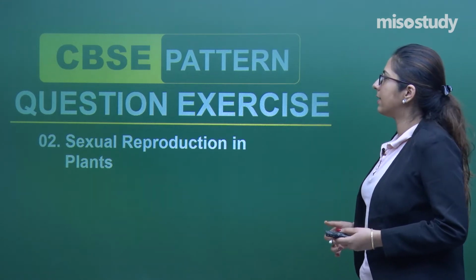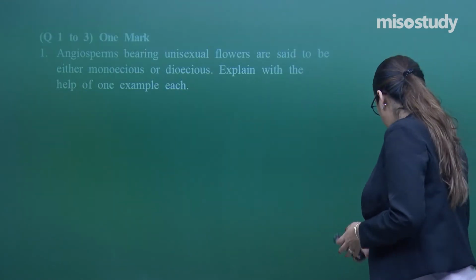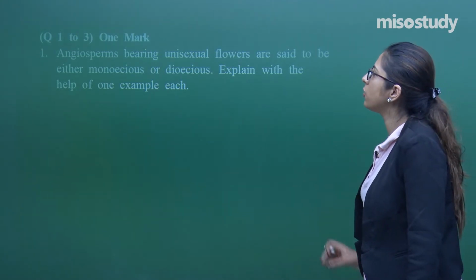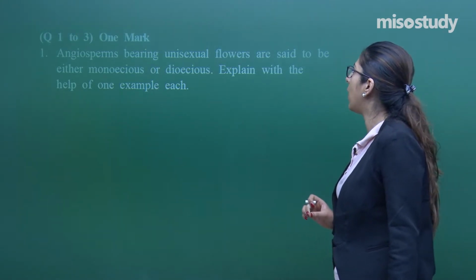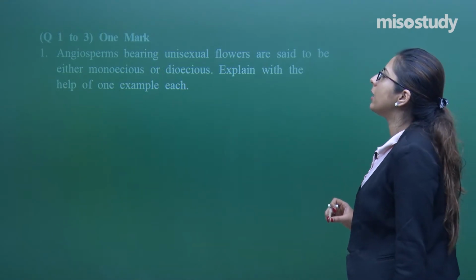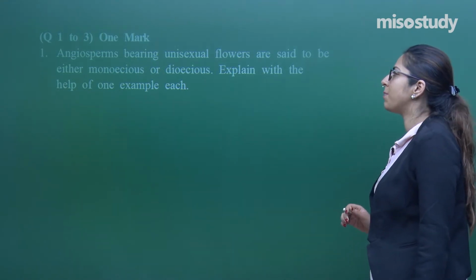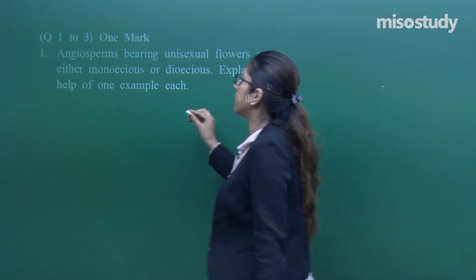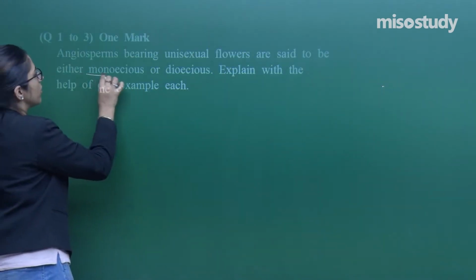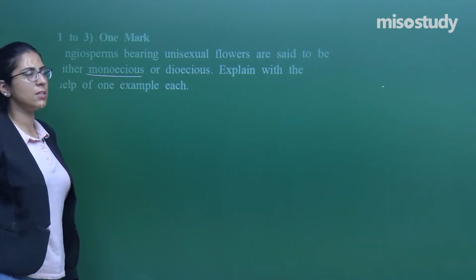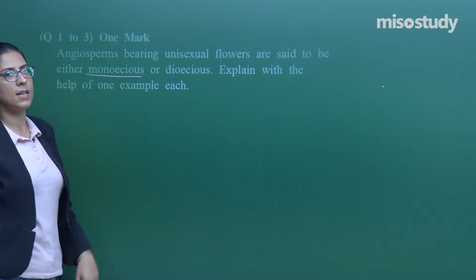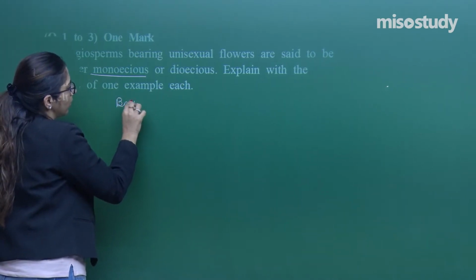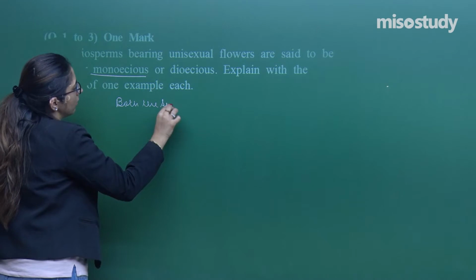Now, let us start. Questions number 1, 2, 3 are of 1 mark. Question number 1: angiosperms bearing unisexual flowers are said to be either monoecious or dioecious, explain with the help of certain examples. Now listen very carefully. What do you mean by monoecious? That means both the sexes are present within the same plant.